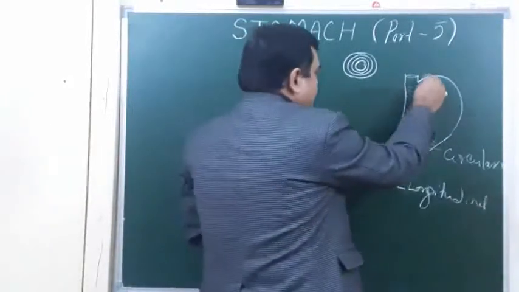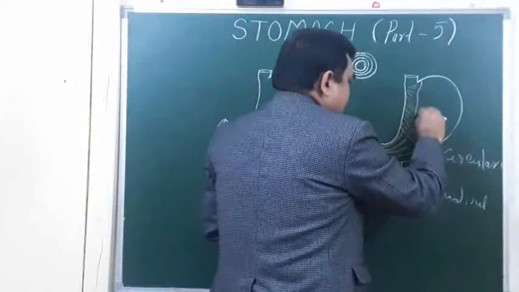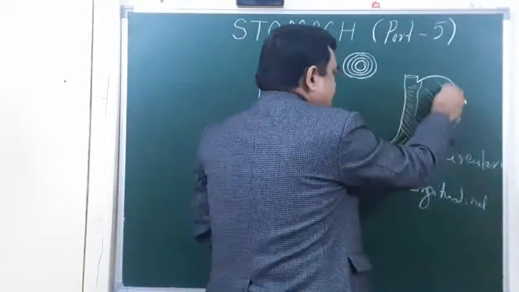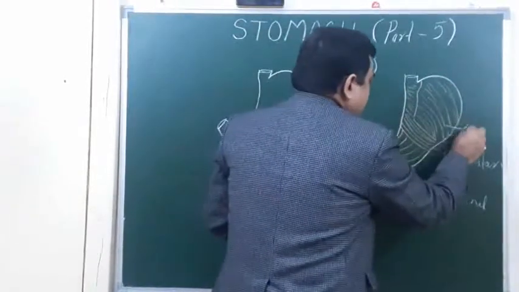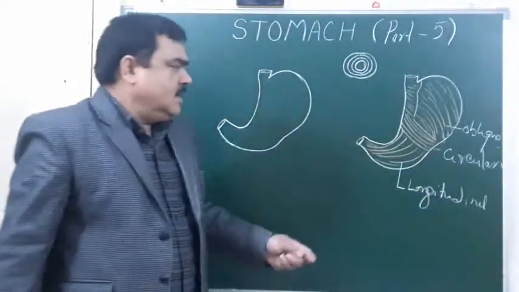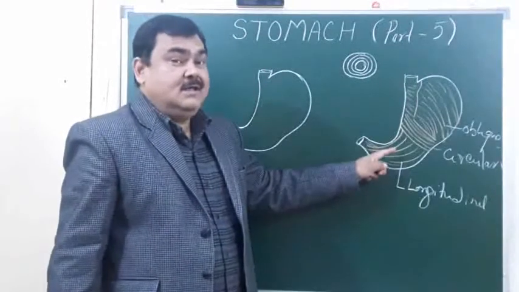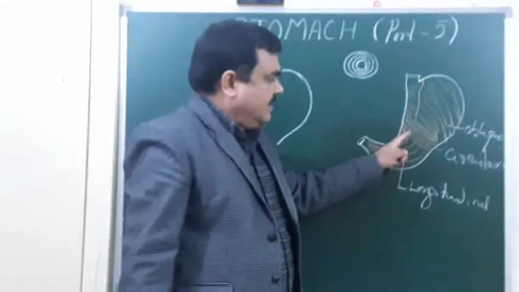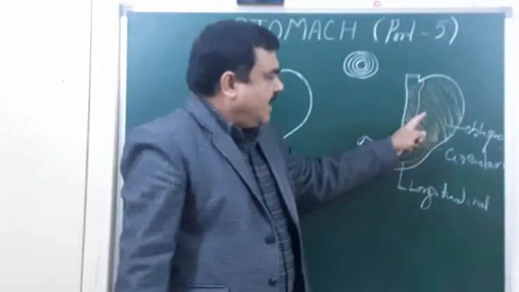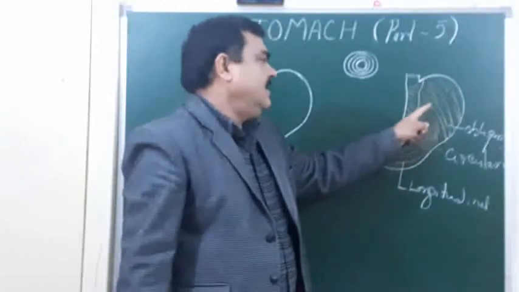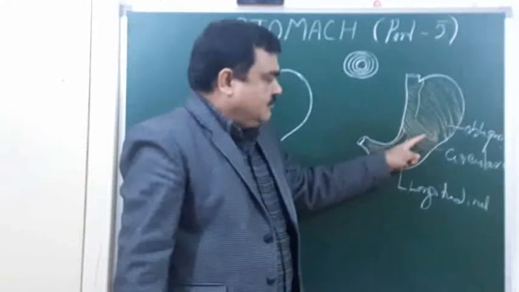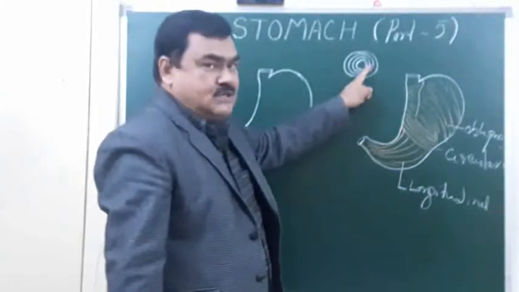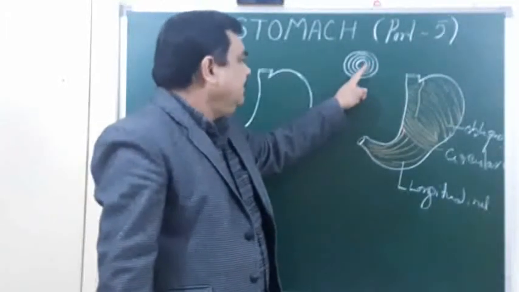And deep to this is the oblique layer. So you can see there are three orientations of the muscle. Superficial is longitudinally oriented. Then the middle is circular. Deep to the circular layer, there is the oblique layer. So the deepest layer is oblique, then superficial to this is circular, and most superficial is the longitudinal layer. After the muscle, the submucosa has vessels and nerves. Then the innermost layer is mucosa.